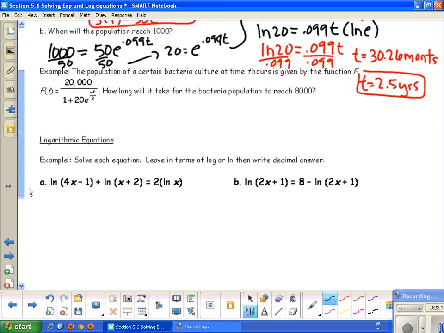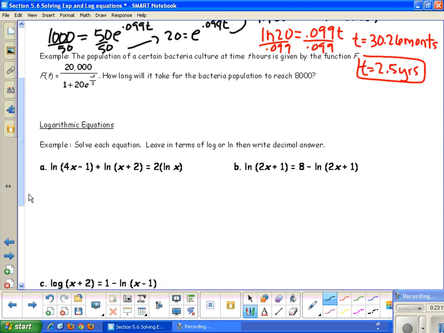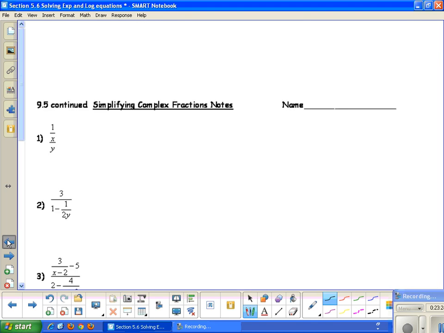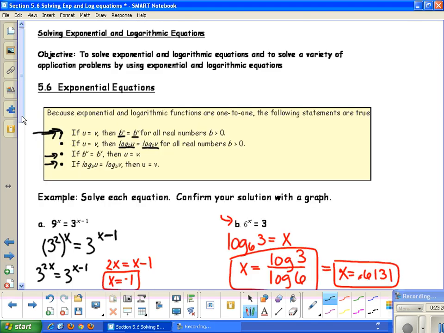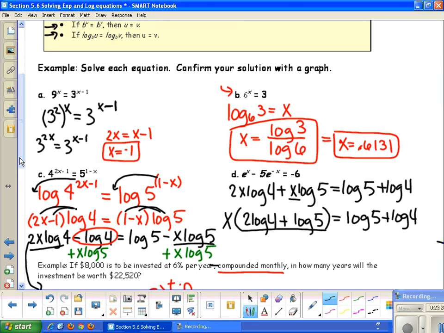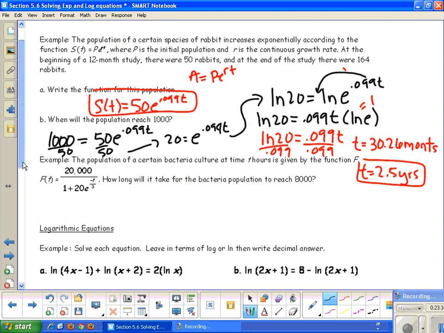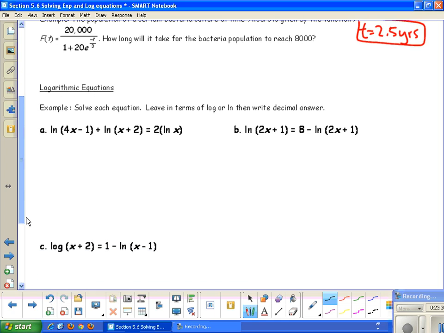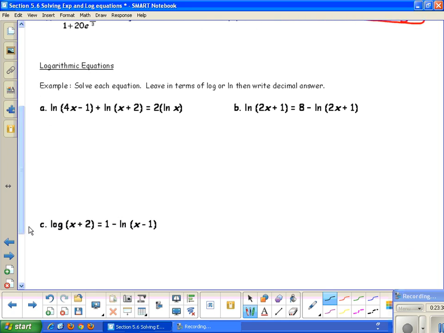Now the next ones we're going to do are logarithmic equations. These are different than the exponential equations. For the exponential equations, remember, to solve, you try to get the same base. If you can't get the same base, then you have to write it in log form in order to solve. Now when we're doing logarithmic equations, if you can't get the same base, then you're going to have to put it in exponential form to solve for the exponent.